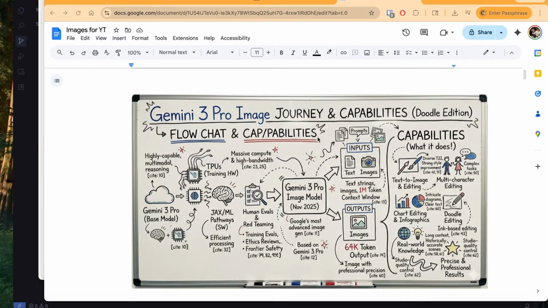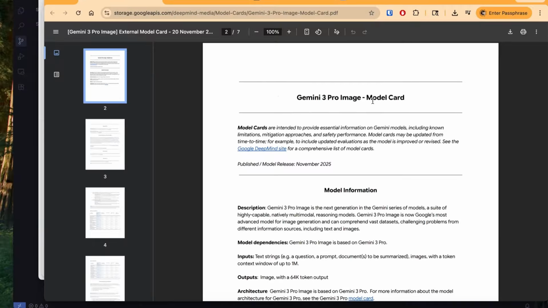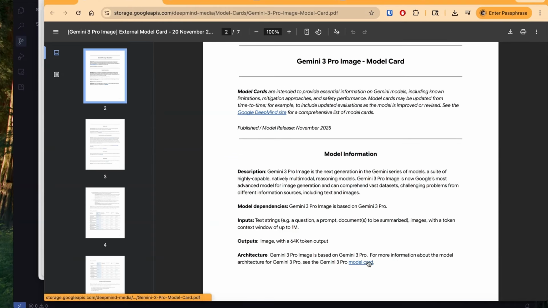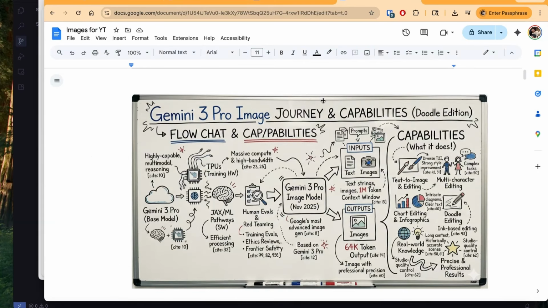To begin with, this is a whiteboard image generated by Nano Banana Pro. The input I gave was the Gemini 3 Pro image model card and the Gemini 3 Pro model card. If you go through this document, everywhere it says "for more information." When we ask about architecture, it says Gemini 3 Pro image is based on Gemini 3 Pro. For more information, go look at the other model card. So it's important that we combine both, right? So what is the easiest way to review? I used Nano Banana Pro to create this infographic on a whiteboard, and we'll go through that, right?